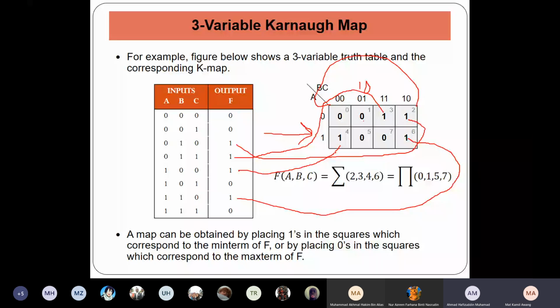So a K-map can be obtained by placing ones in the squares which correspond to the min terms of f, or by placing 0 in the squares which correspond to the max terms of f. So here we put the min term 1, and this is actually the max term 0, 0, 0, 0. Because this expression is represented by this equation: the sum of product 2, 3, 4, and 6, or the product of sum 0, 1, 5, 7. Okay? Clear?